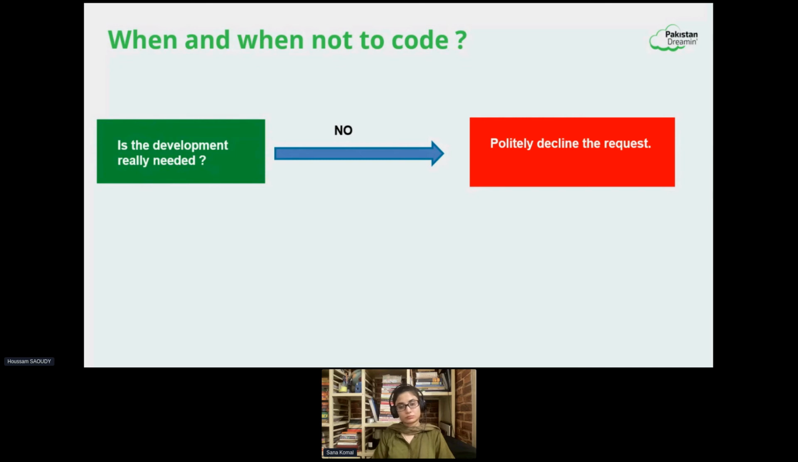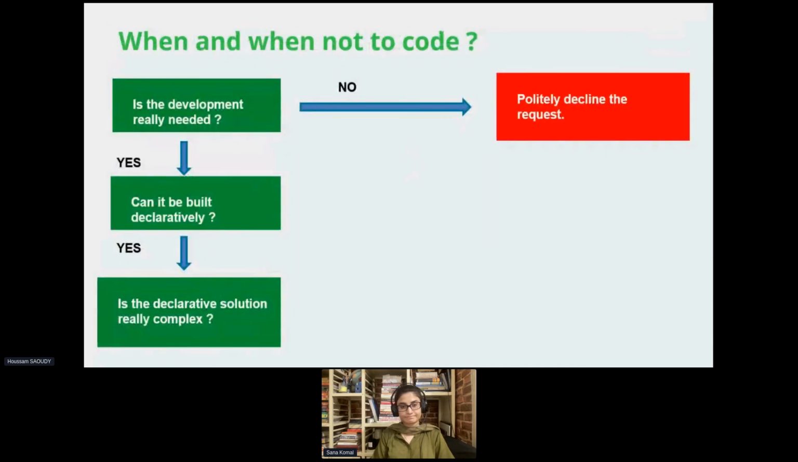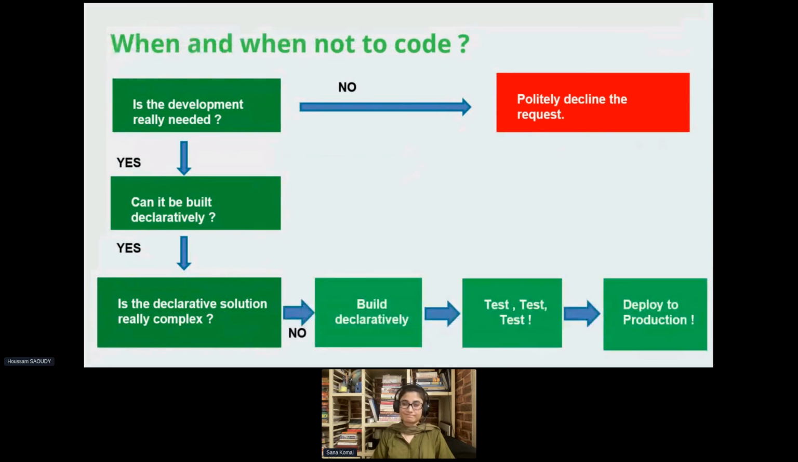After that, you need to answer this question: can it be built declaratively? That means with workflow rules, Process Builder, flows, etc. If yes, then ask yourself, is the declarative solution really complex? If not, build your feature declaratively. And you need to test, then deploy in production.